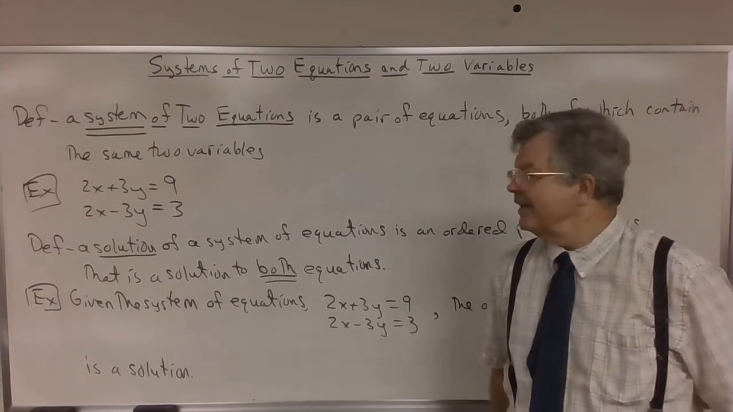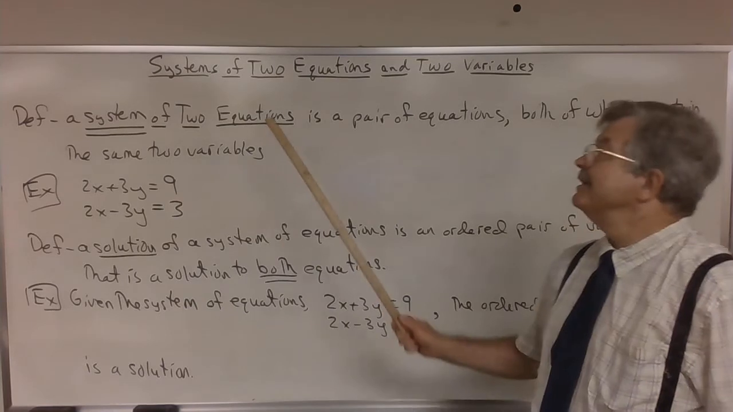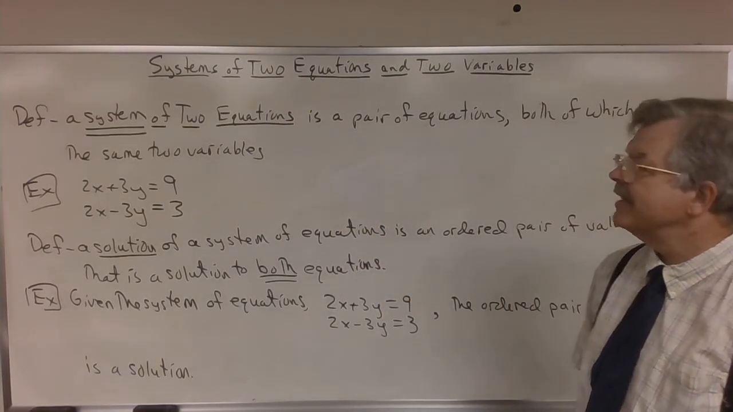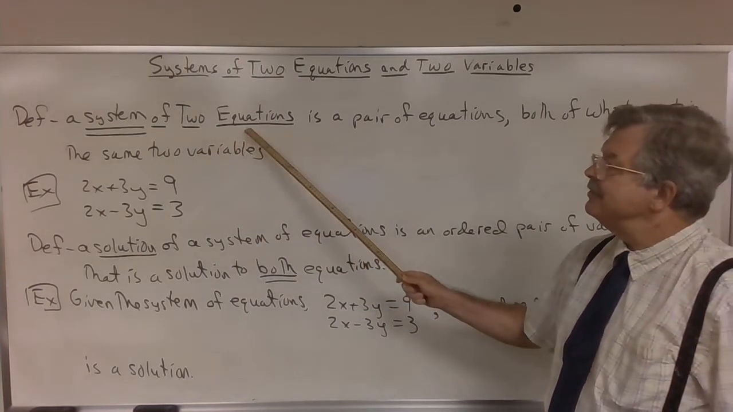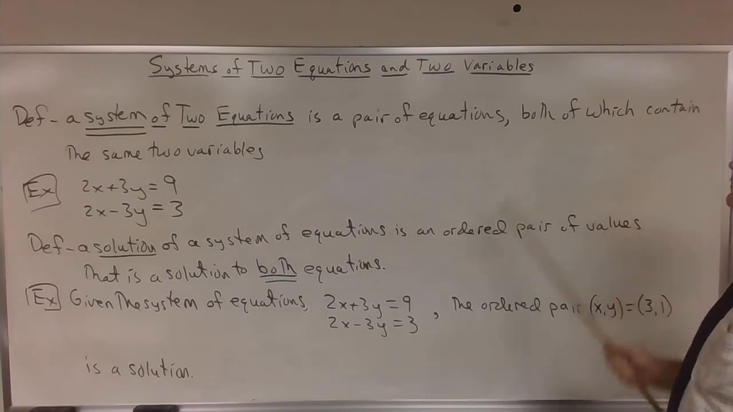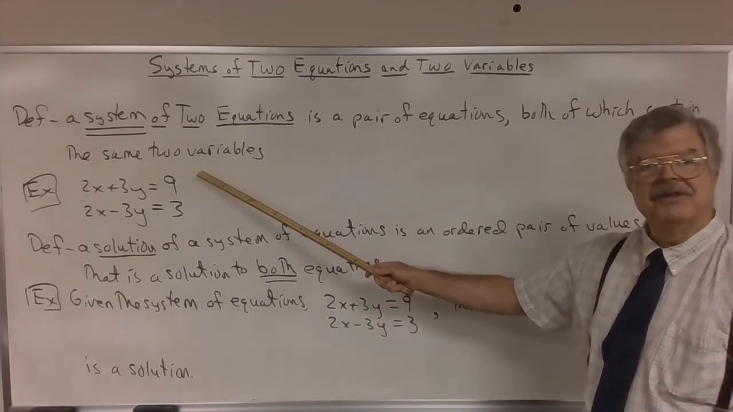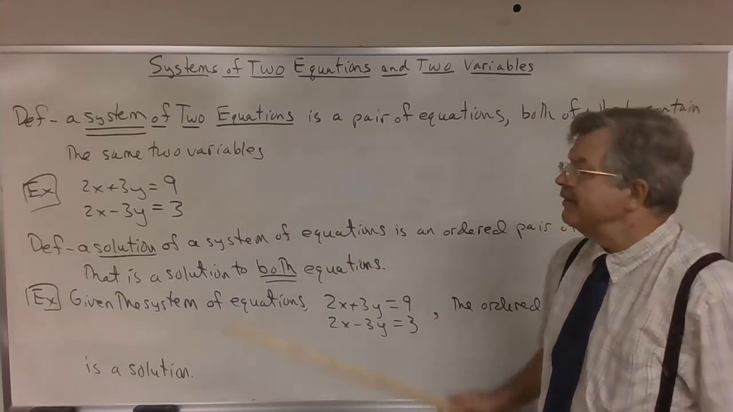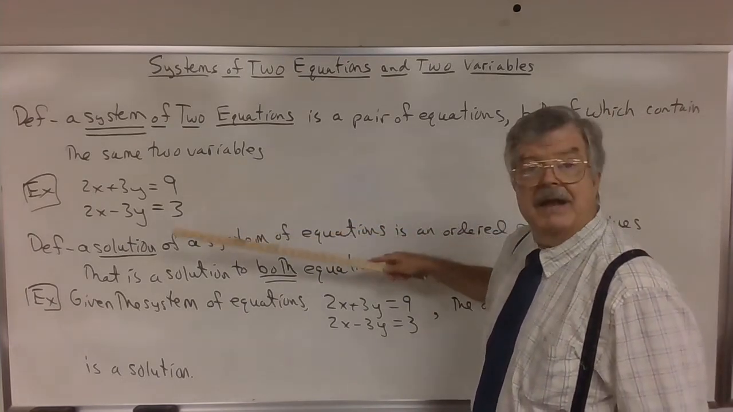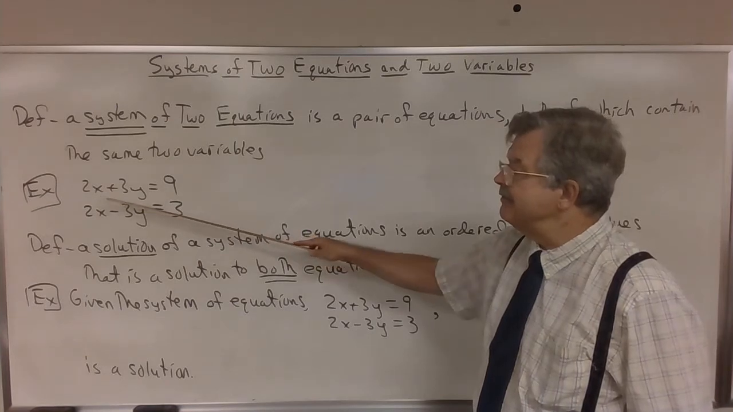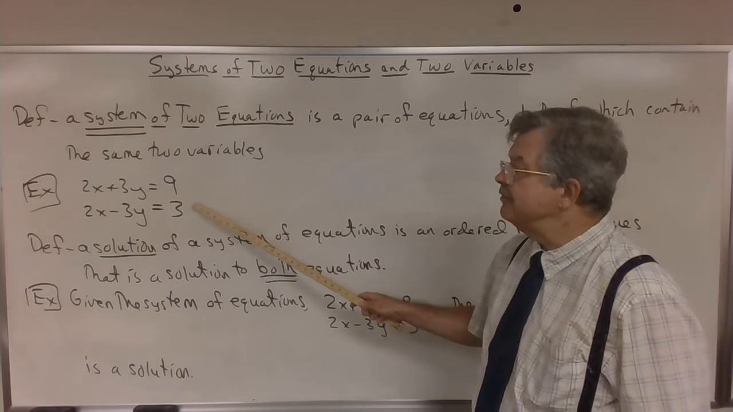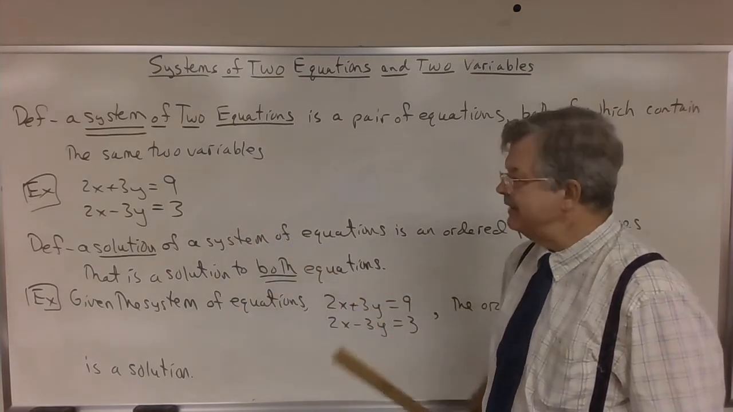Hey everybody, welcome to a new topic, systems of two equations and two variables. A system of two equations is a pair of equations, both of which contain the same two variables. For example, we have two equations here, and both of them consist of the variables x and y. So this is a system of two equations and two variables.